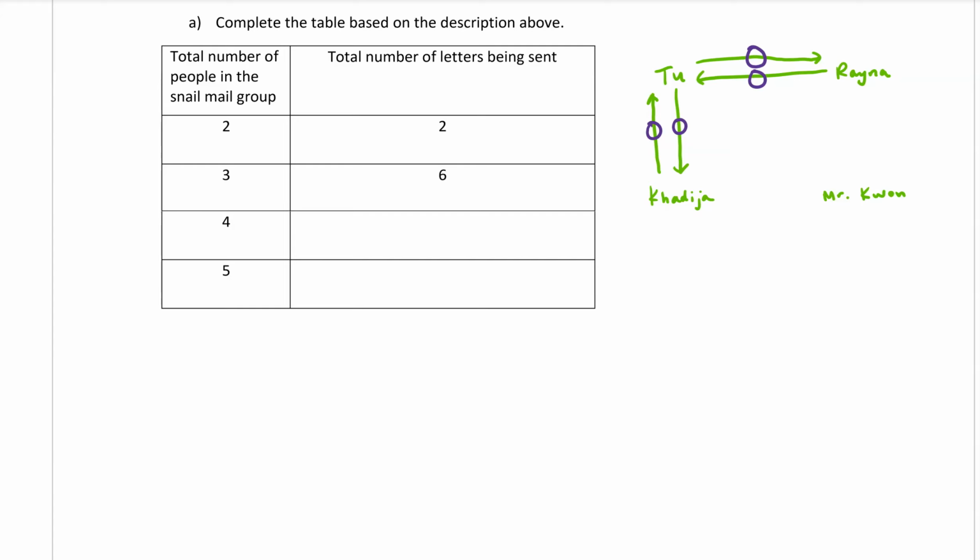So now, let's see, Khadija's sending one to Tu, Tu's sending one to Khadija. I'm going to draw these arrows. And then those were originally there, but then Mr. Kwan needs to send one to everyone, and everyone needs to send one to Mr. Kwan. So I'm going to go ahead and add in those arrows. These are a lot of arrows.